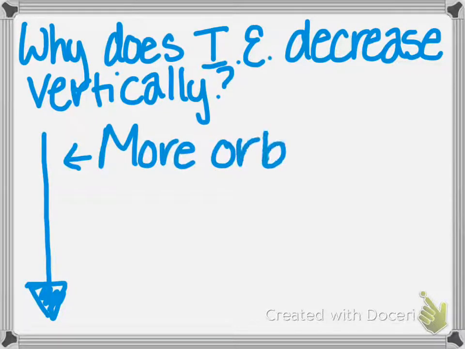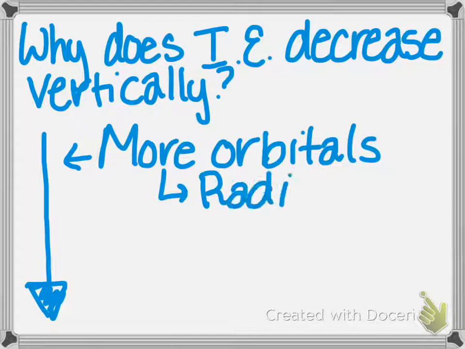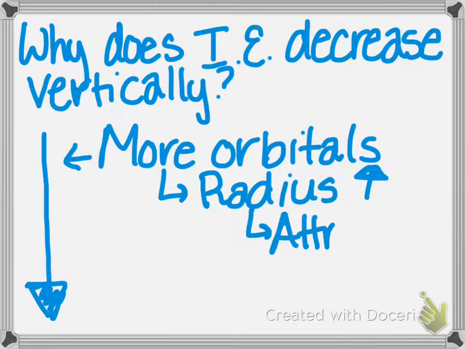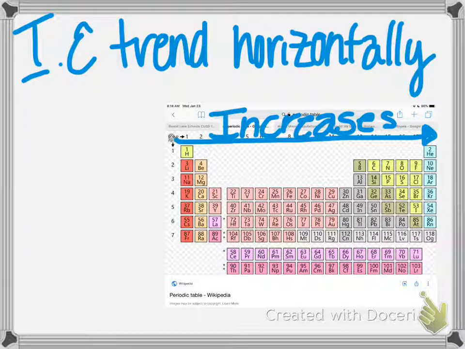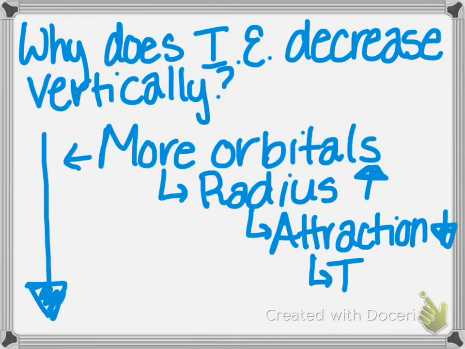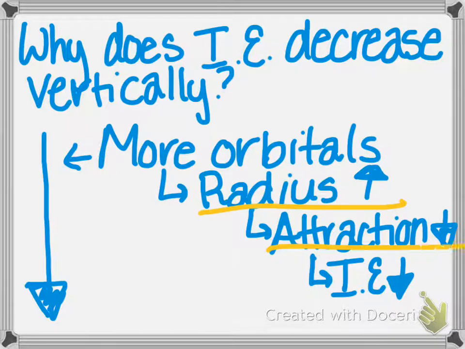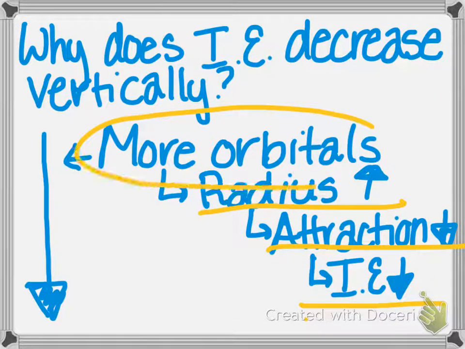So as you go down the periodic table, we're going to have more orbitals. What that means is our radius gets bigger, meaning that our attraction gets smaller, okay? Which then means our ionization energy gets smaller, okay? So, again, that relationship, atomic radius goes up, attraction goes down, ionization energy goes down, okay? So if you just remember that atomic radius gets bigger because there are more orbitals, okay, then you know that attraction will get smaller, ionization energy will get smaller, electronegativity will get smaller, okay?